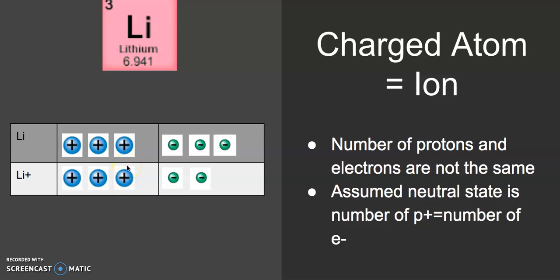And so ions are critical for creating ionic bonds, which we're not going to talk about today, but ions are really quite important.